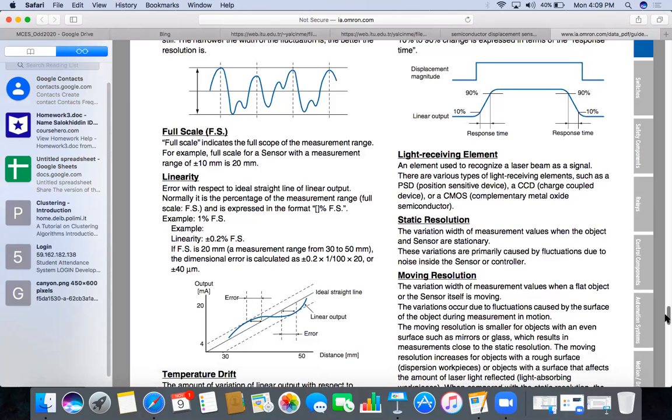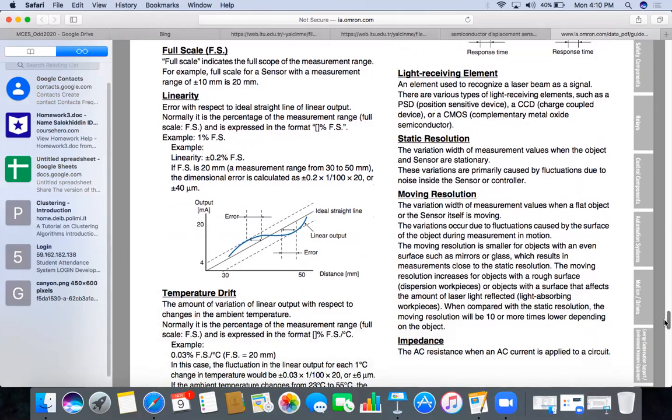Linearity is the error with respect to the ideal straight line of the linear output. Normally it is a percentage of the measurement full scale, expressed in percentage full scale, for example 1% full scale. For example, if linearity is plus minus 0.2% full scale and the full scale is 20 millimeter, then plus minus 0.2 into 1 by 100 into 20, or plus minus 40 micrometer.